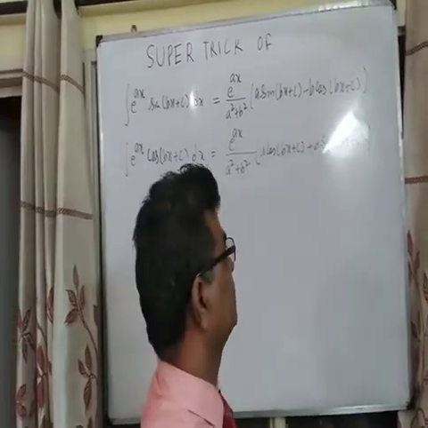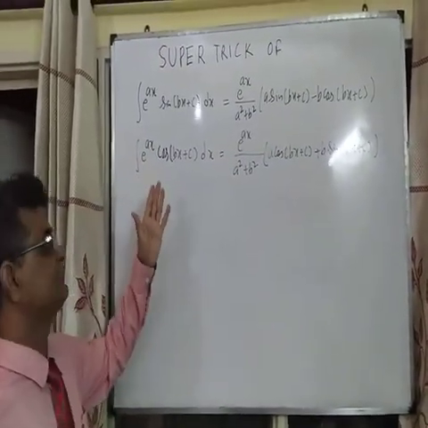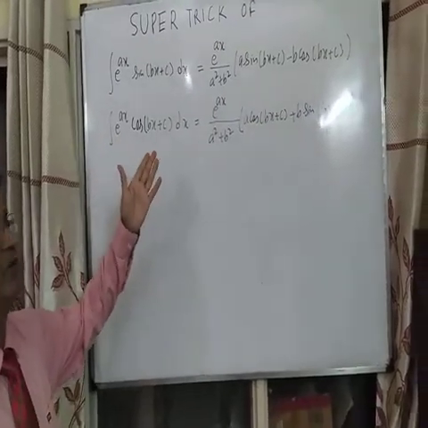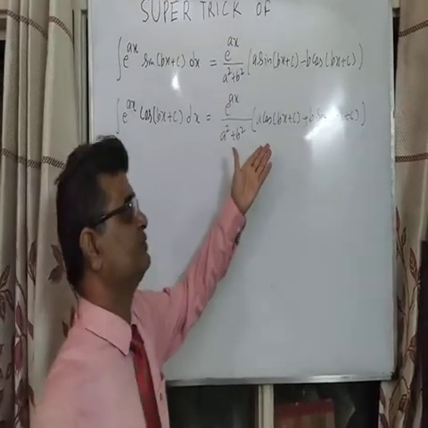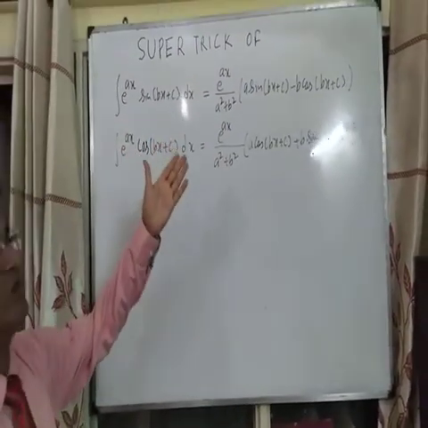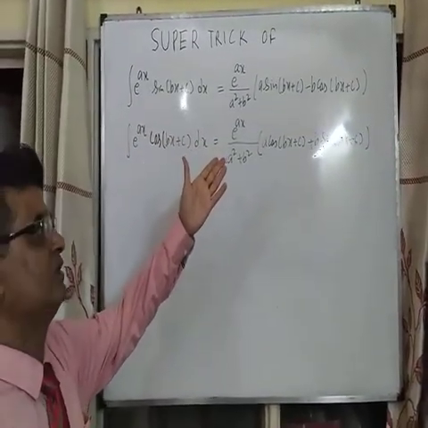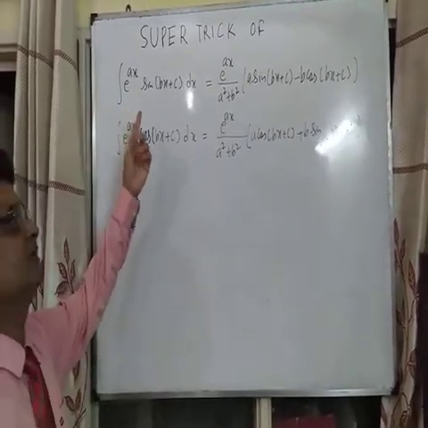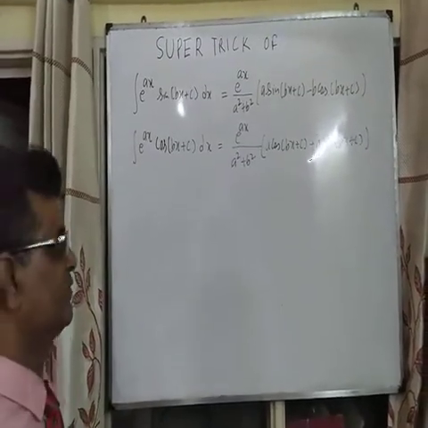You can see this kind of problem, where the integral of e to the power ax sin(bx plus c) dx is equal to something, and the integral of e to the power ax cos(bx plus c) dx is equal to something. It's a super trick. If you know this formula, then you can solve this problem in a very easy way, in a few seconds. First of all, we can derive these formulas or we can learn them. Ultimately you have to learn this formula, so there is no need of derivation, but for your sake I am going to solve one of the questions here so that you can understand how it comes about.